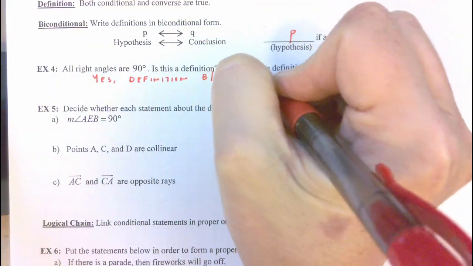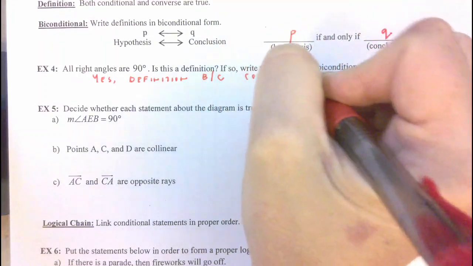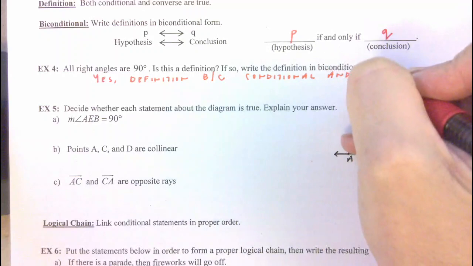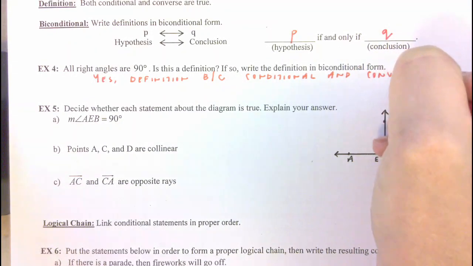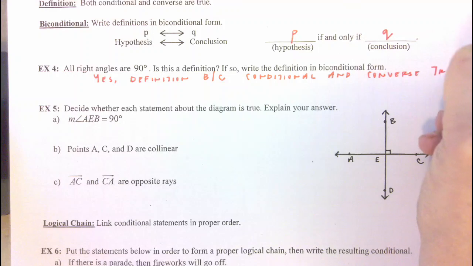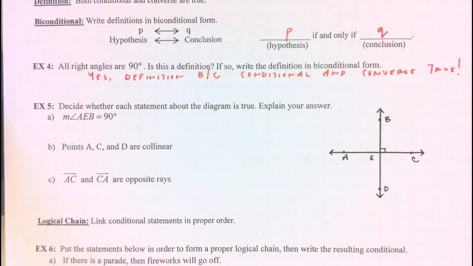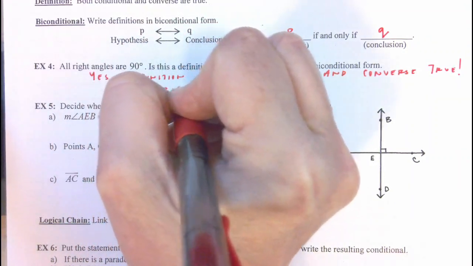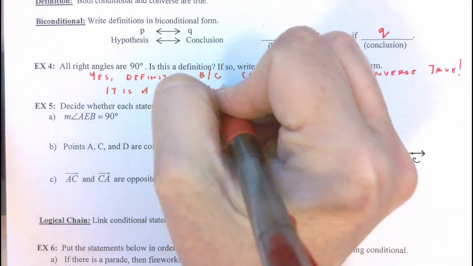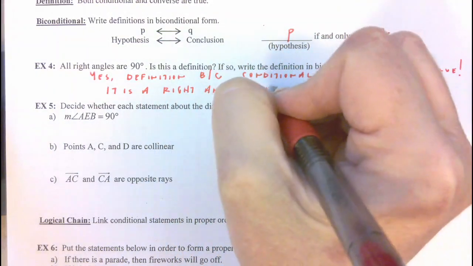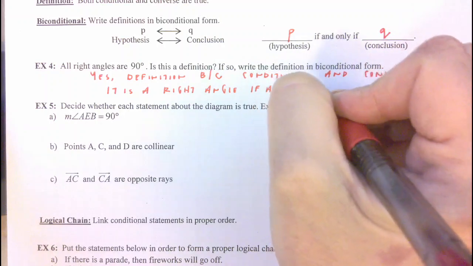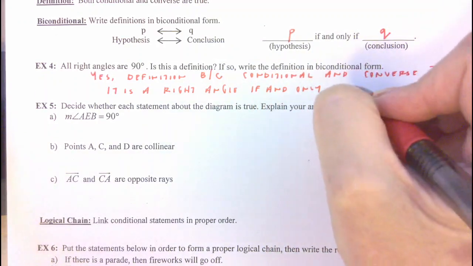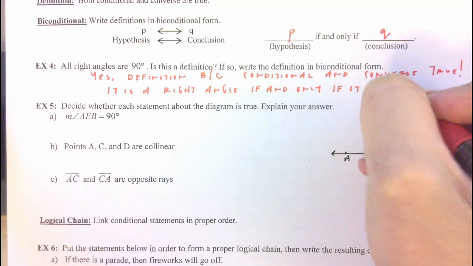because the conditional and its converse are true. And when we can say that it's a definition, then we can rewrite it in biconditional form. So we can say it is a right angle if and only if it has a measure of 90 degrees.